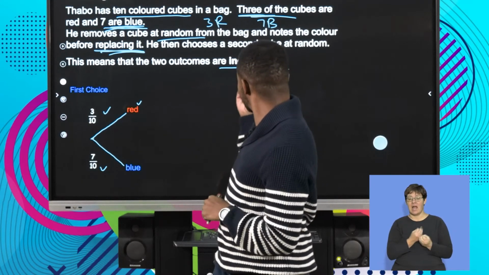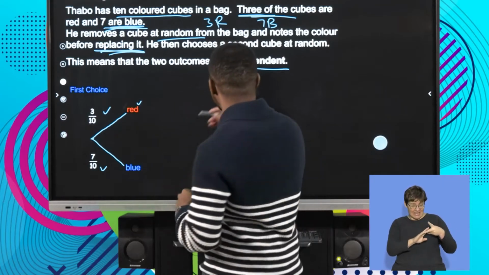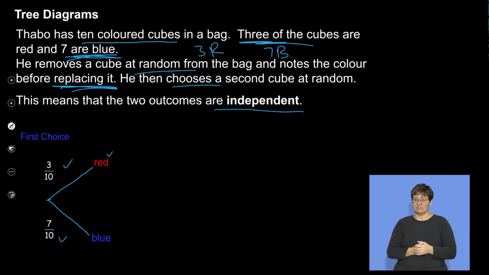And how many times do we do this? Twice, it states. He then chooses a second cube at random. So we're going to choose another one. We replace and we do it again.